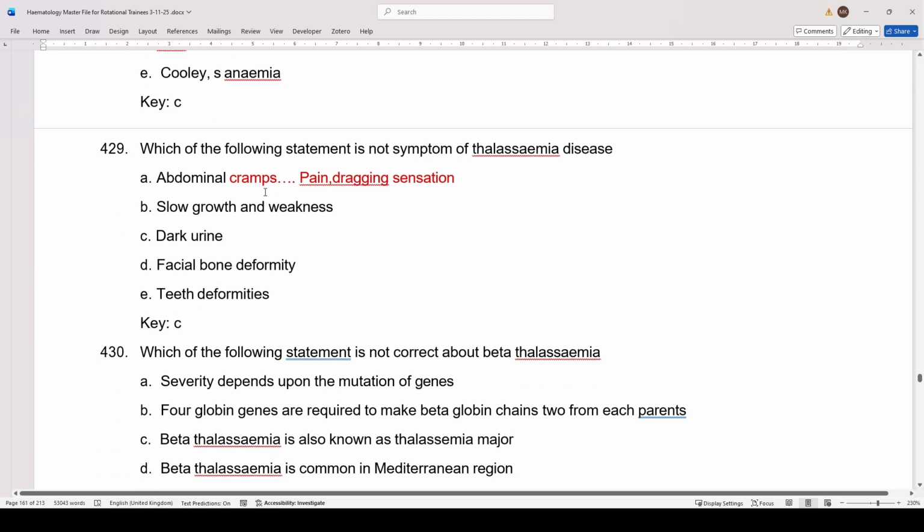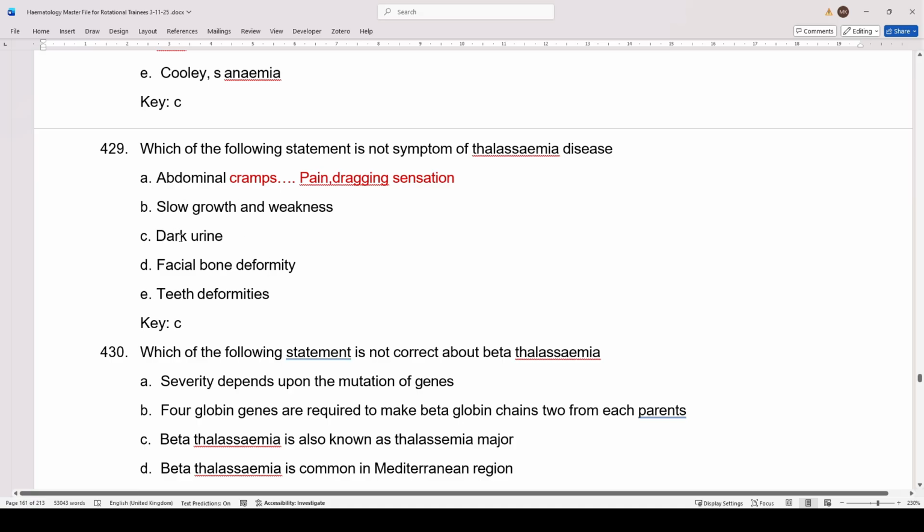Okay, which of the following statements is not a symptom of thalassemia disease? I just want to correct this one a little bit. They say abdominal cramps is not a symptom of thalassemia disease. Abdominal cramps, slow growth and weakness, dark urine, facial bone deformities and teeth deformities. We see facial bone deformities, teeth deformities, slow growth and weakness in thalassemia.